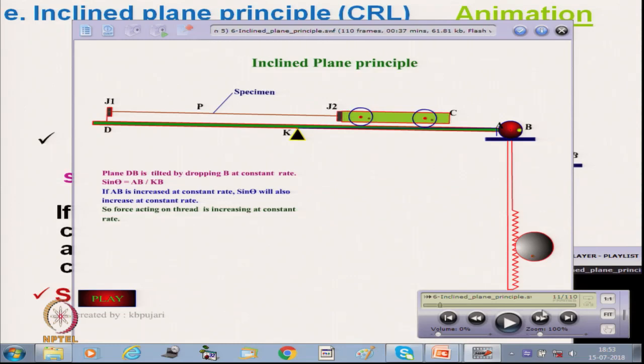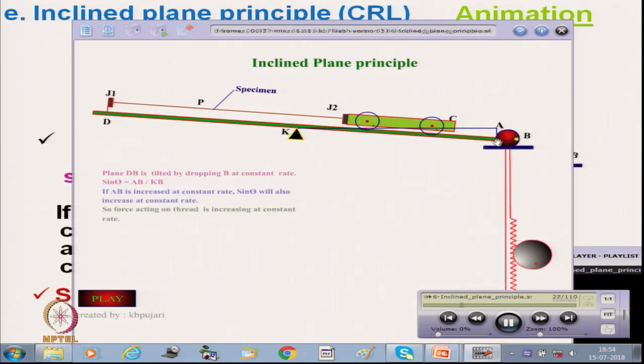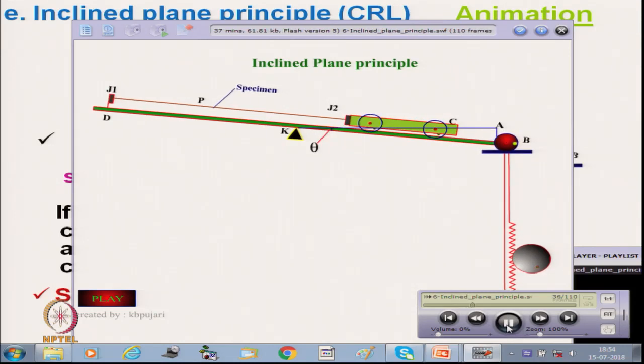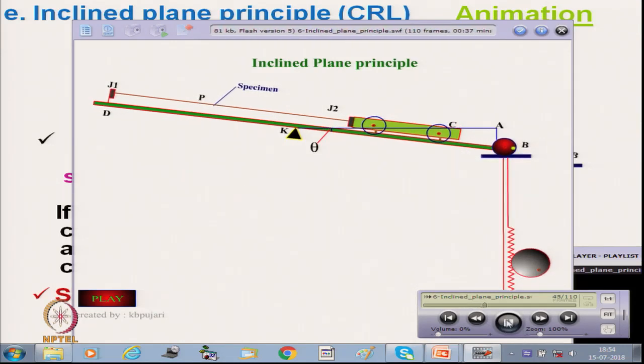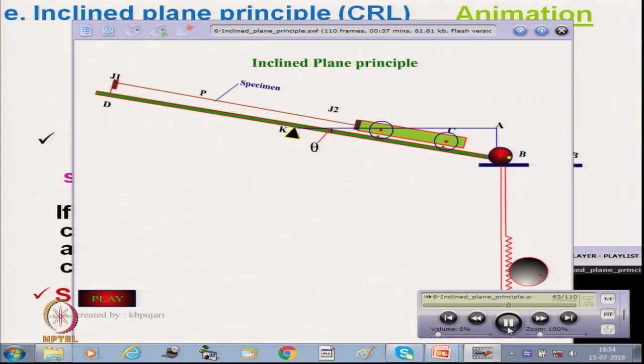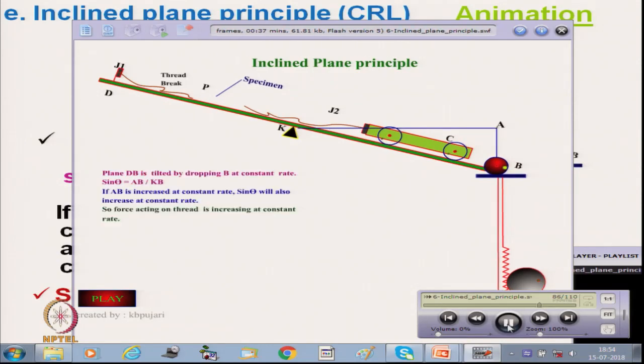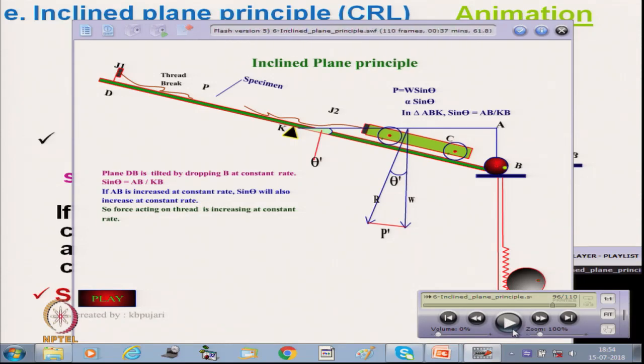So, sin theta is AB by KB, that we have discussed. Now, it is moving down. Now, you can see it slides a little bit. It is moving down, and the carriage is coming a little to the right side, it is getting extended, the load is increasing at a constant rate, and then it breaks. At that point, as soon as it breaks, we have to stop the machine, and then we can calculate the breaking load.